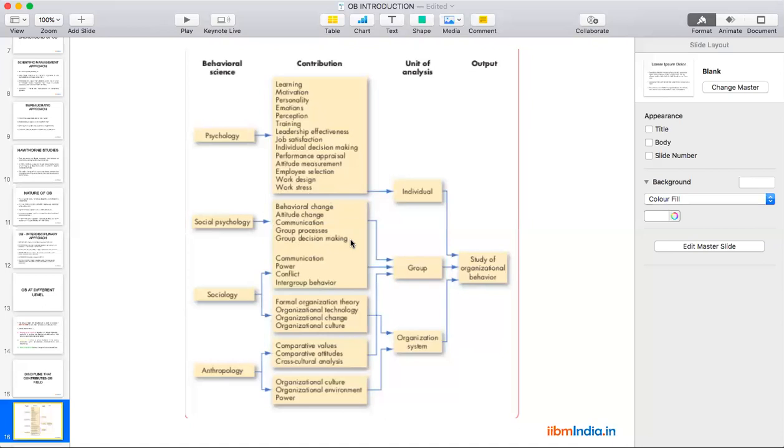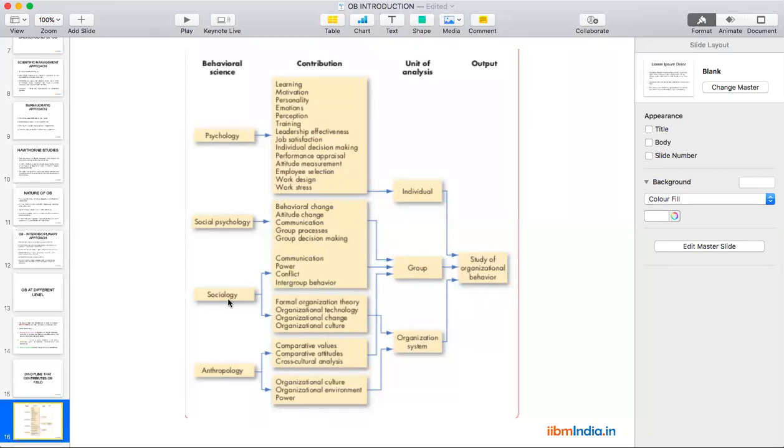Always remember, in social psychology we are talking about group behavior, the power, and the conflict among the group members. That is again the analysis of the group, and this group analysis is a major part of your organizational behavior. Okay. The next part we have is sociology.